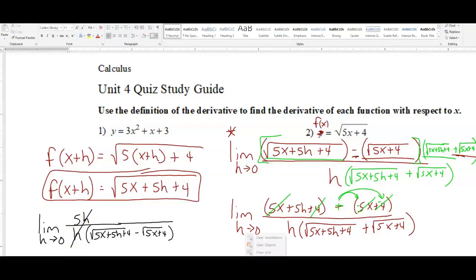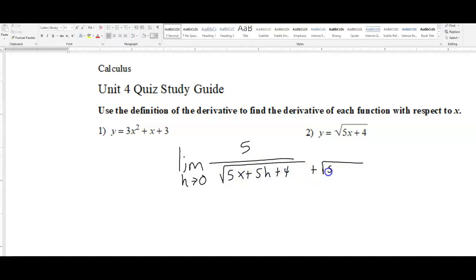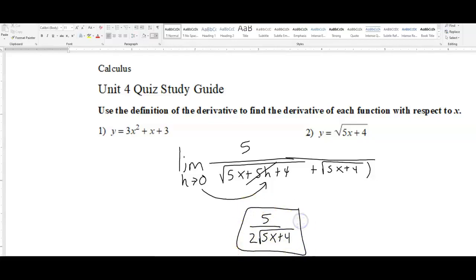Since I'm running out of space, I'm going to have to clear all this off. Now I'm left with the following. And then we go ahead and do our direct substitution. So when I plug 0 in there, that term's going to go away. And so I'm going to have the square root of 5x plus 4 plus the square root of 5x plus 4. Since they're the same, we can just write our answer as 2 square root of 5x plus 4. And there's our final answer.